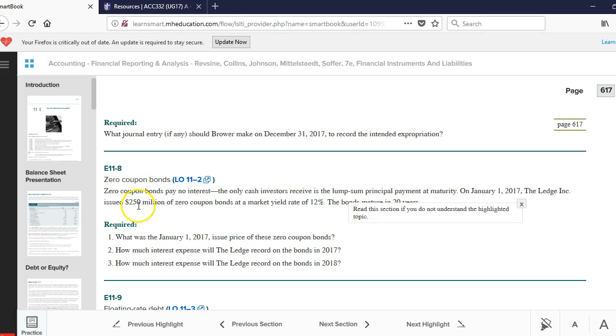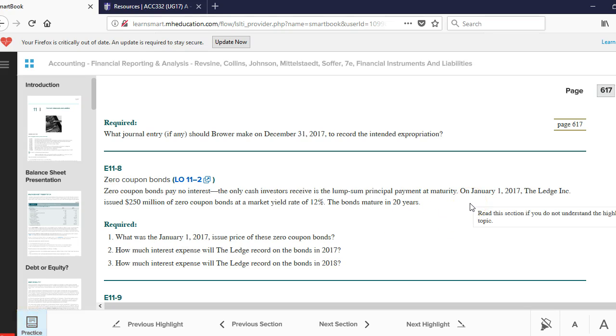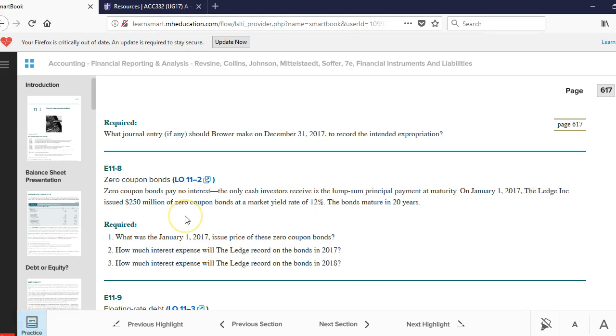It says here, a zero coupon bond pays no interest. The only cash investors receive is a lump sum principal payment at maturity. On January 1 of 17, the Ledge Inc. issues a $250 million zero coupon bond at a market rate of 12%. That's the market yield, and it matures in 20 years. So what is the issue price of the bond?